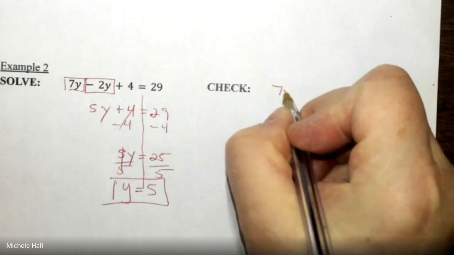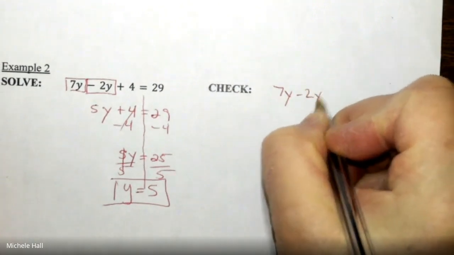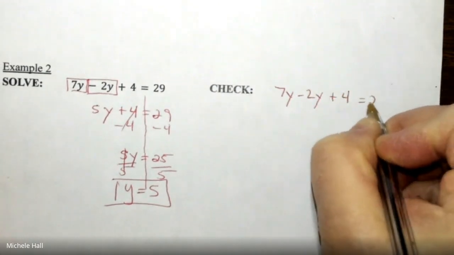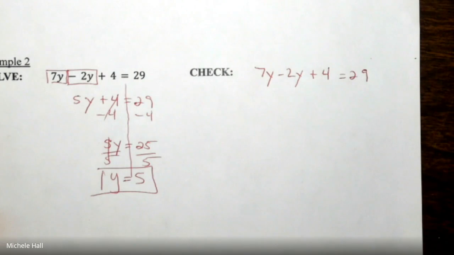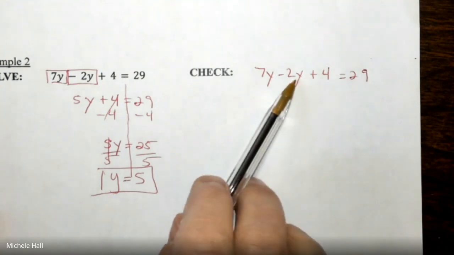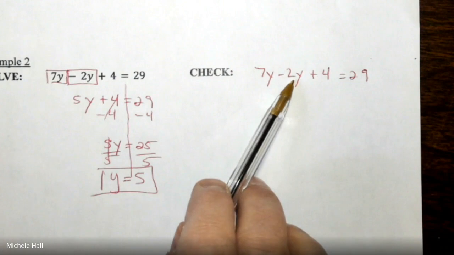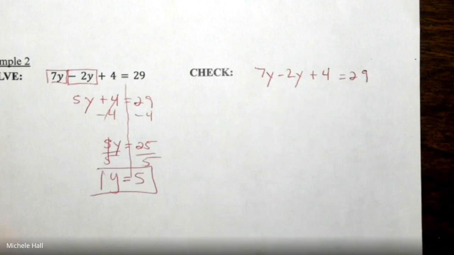We have 7y, subtract 2y, plus 4 equals 29. There's the original. How many times am I substituting in y equals 5, Aries? How many times do you think I'm going to be substituting in y equals 5? Just once? Where? Which one? This one? I'm not going to substitute it in anywhere else? Exactly. This time I have to substitute it into all the y's that are there.